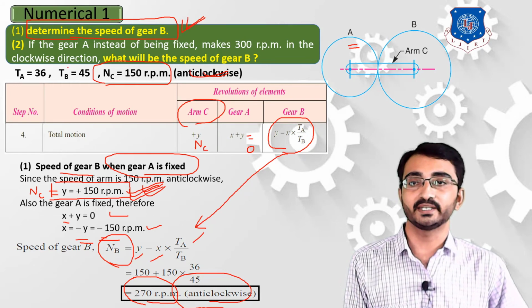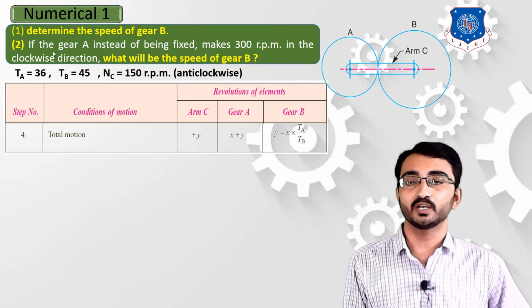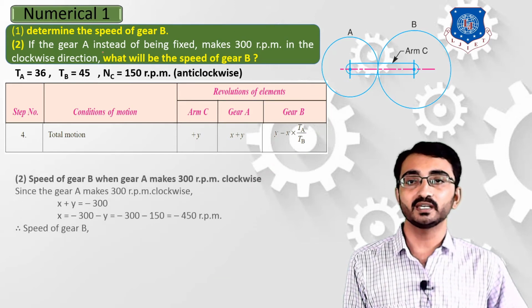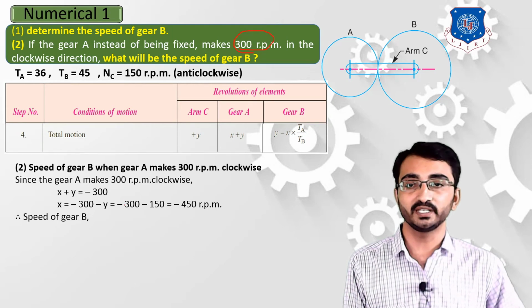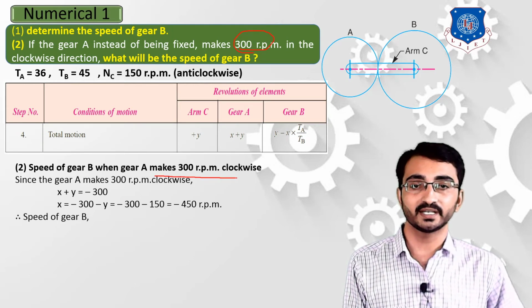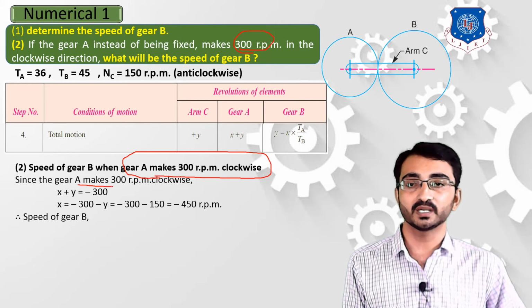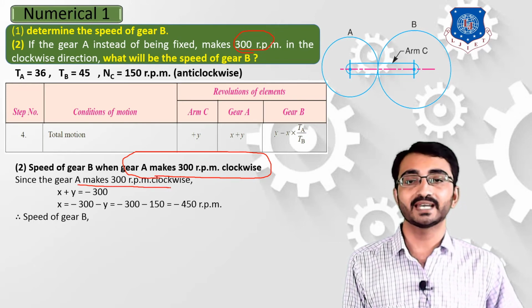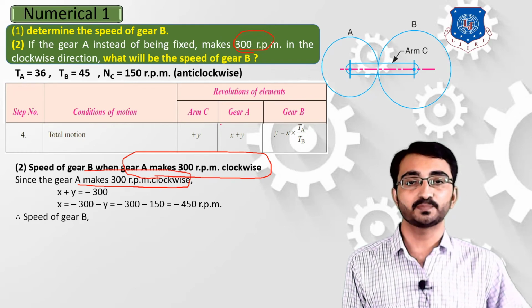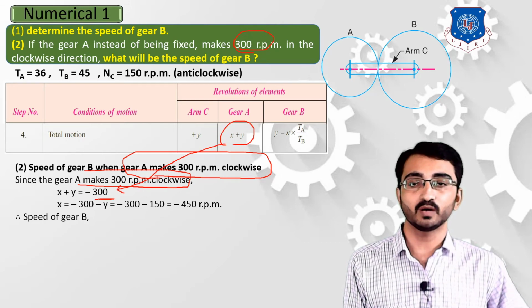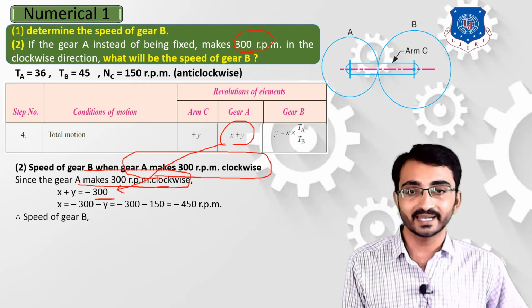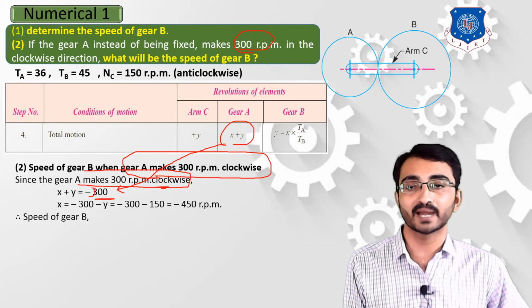Now the second condition. In the second condition they have mentioned that if gear A, instead of being fixed, is making 300 rpm in the clockwise direction, so we have to consider that gear A is making 300 rpm clockwise. Now the speed of gear A is equal to x plus y, so x plus y is equal to 300. But now over here the rotation is in the anti-clockwise direction, so we have to put a minus sign.